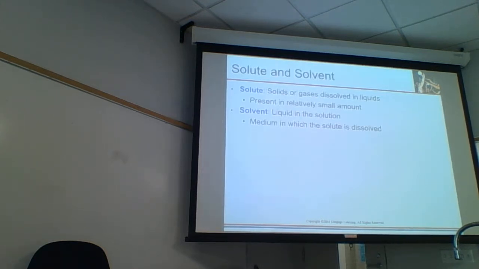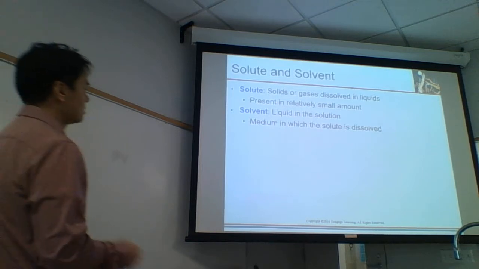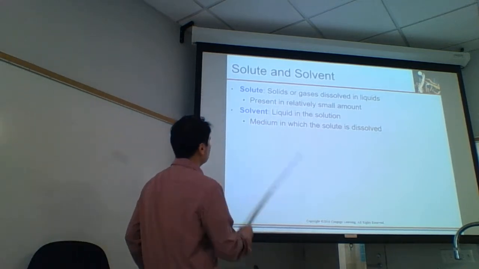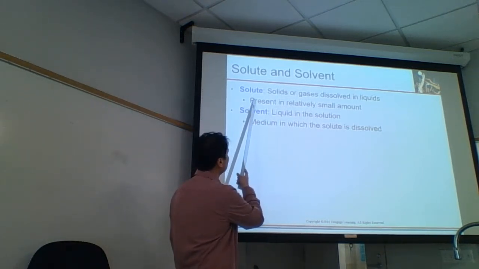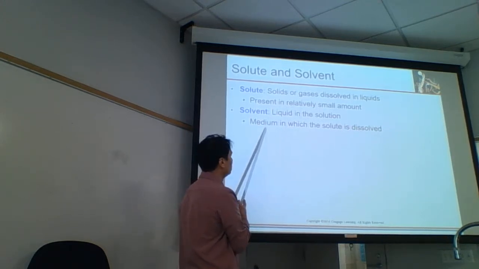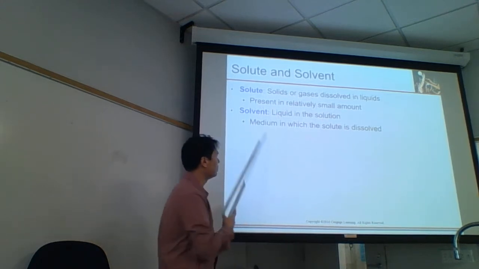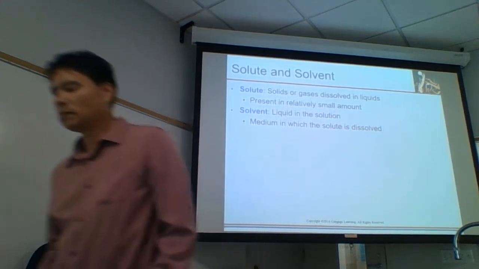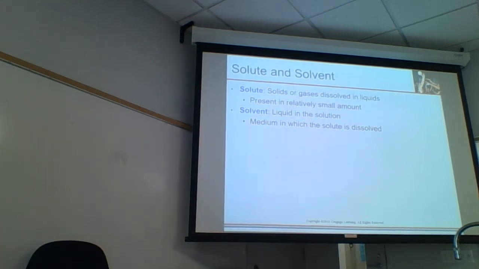A solution has two major components, the solute and the solvent. We could have multiple solutes, like in air. Solvent's usually the major component, like water would be a major component. Solute would be what you dissolve in the water. And so solute and solvent. If you add up the solute plus the solvent, we get the solution.